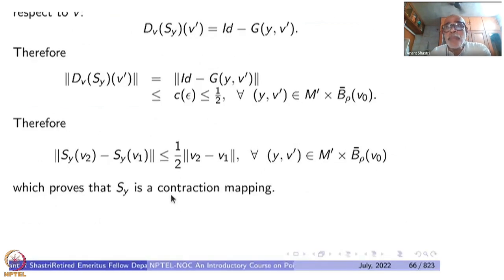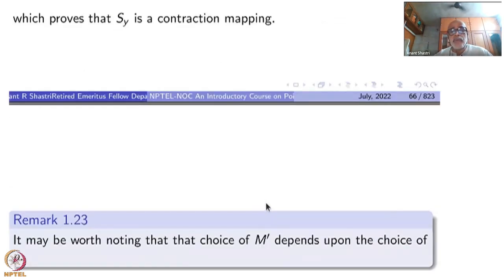In order to apply the contraction mapping principle, we have yet to show that this S_y takes the closed ball inside the closed ball. Then the closed ball in a Banach space is a complete metric space on its own. Then we can apply contraction mapping. So next step, we have to do this one.